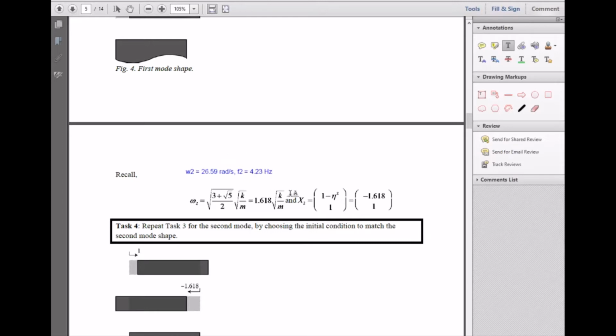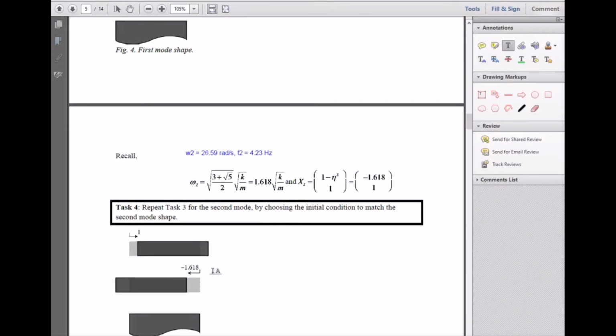Okay, and then we have the corresponding mode shape that has negative 1.618 and 1. Then again, this ratio right there is the same as 1 to negative 1 to 0.618. So now this is the depiction of the second mode shape.